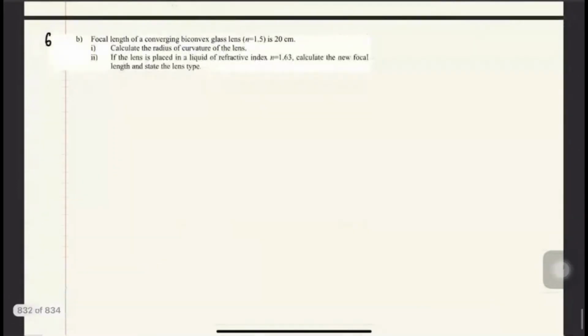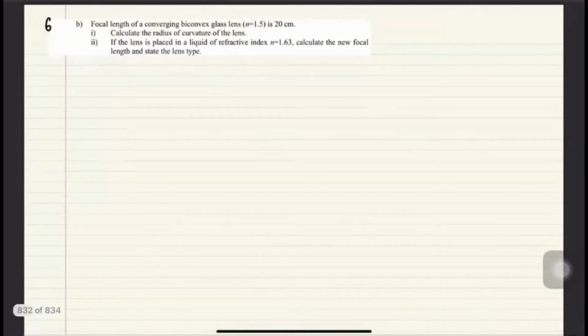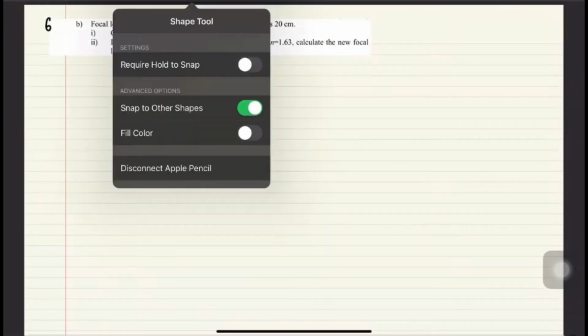Okay, question number 6B. Dia kata focal length of converging by convex lens is 20 cm. Calculate the radius of curvature of the lens. So if the lens is placed in a liquid of refractive index, calculate the new focal length and state the lens type. Biconvex, focal length is 20 cm. Okay, so dia kata F dia is equal to 20. Biconvex bentuk dia should look something like this.